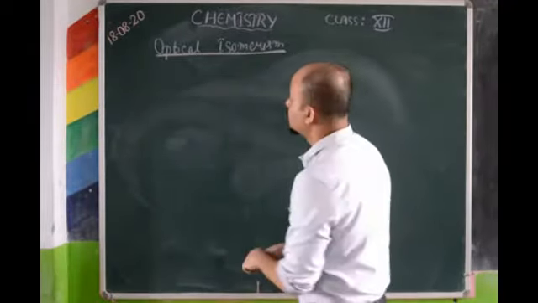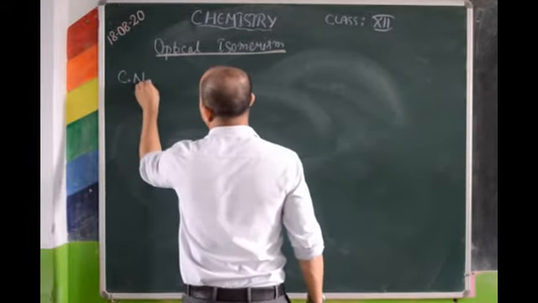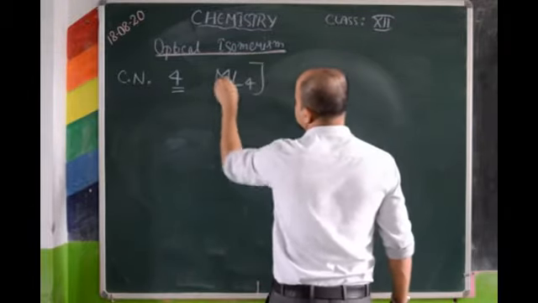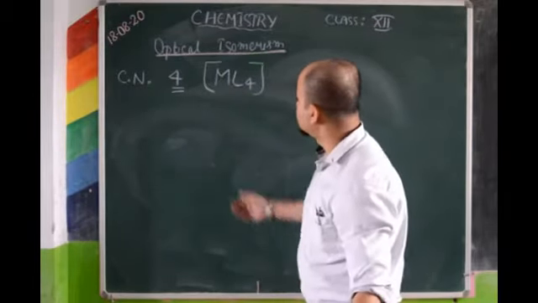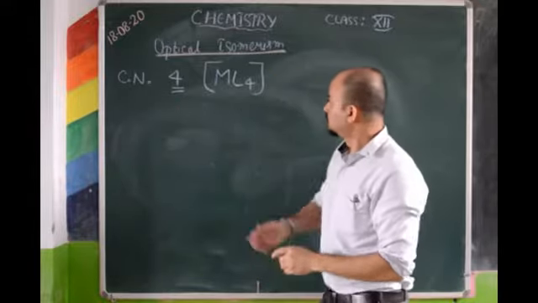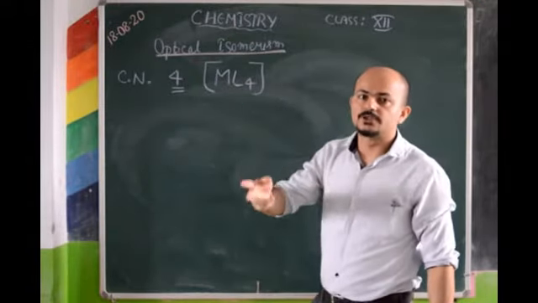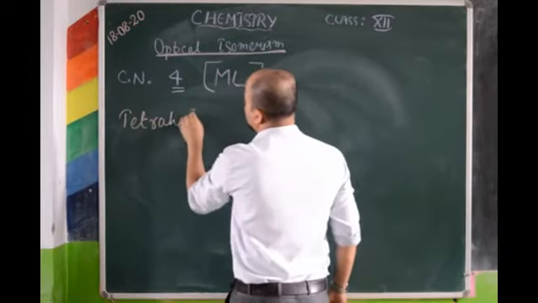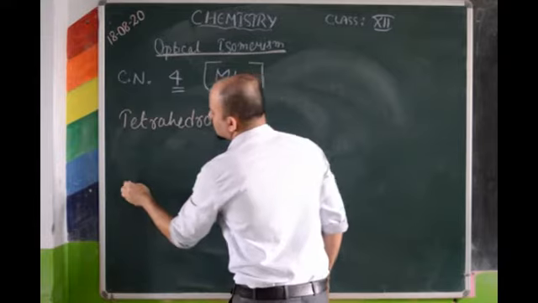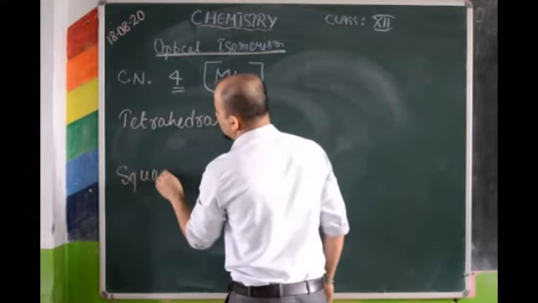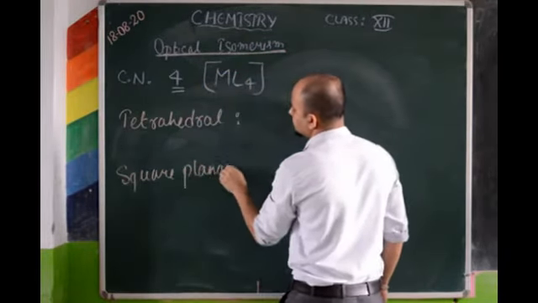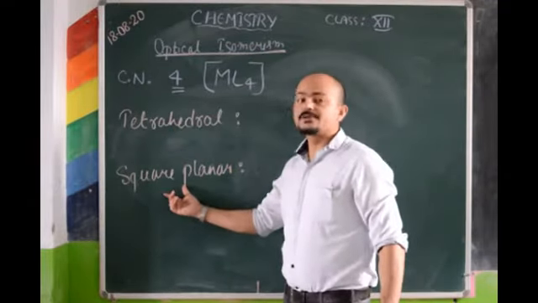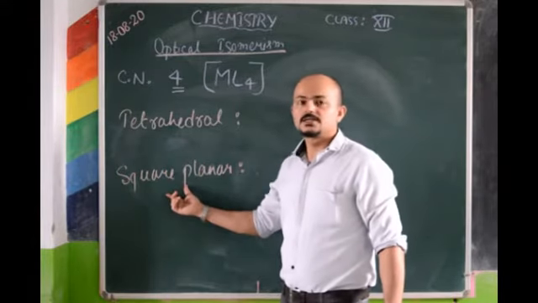Now let's discuss coordination number 4. Those complexes are of the type ML4. This is the type of complex which has coordination number 4. Now they can show 2 types of geometry. One is tetrahedral. The other one is square planar. Okay. So with coordination number 4, 2 types of geometry are possible: one is tetrahedral, the other one is square planar.